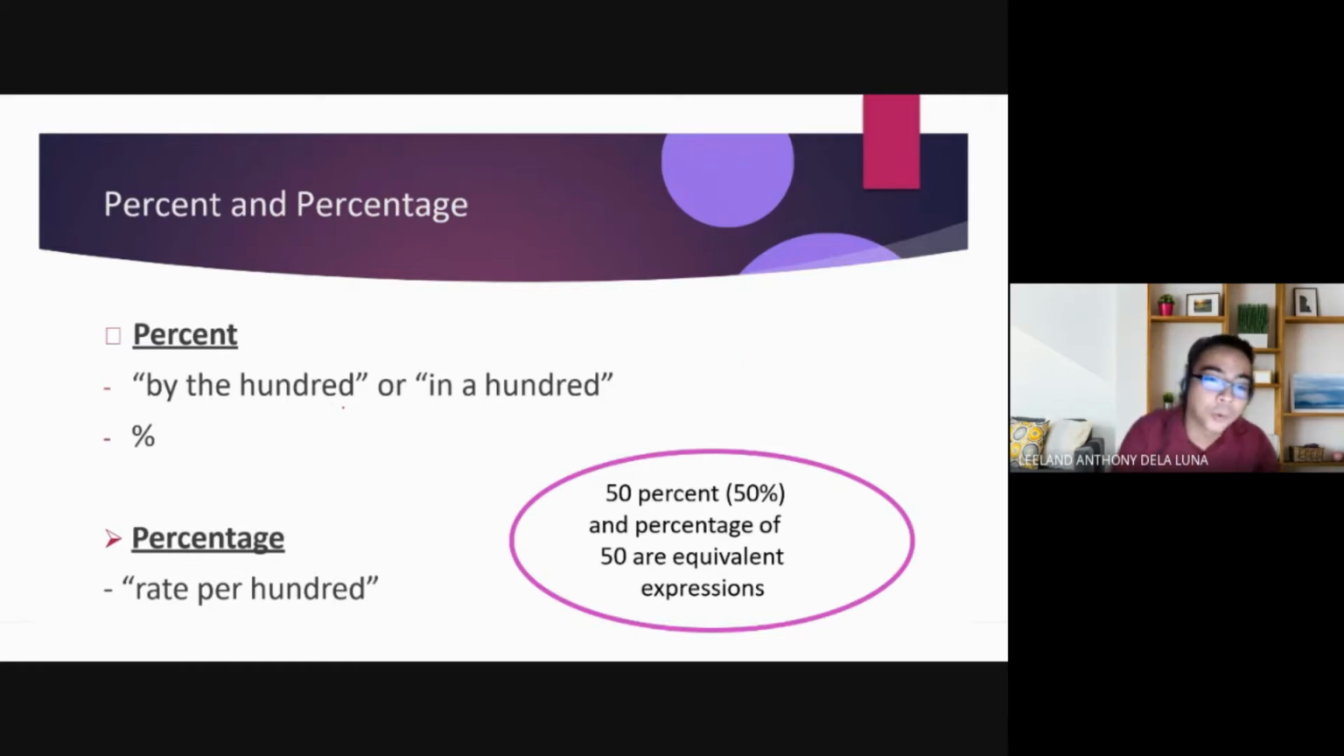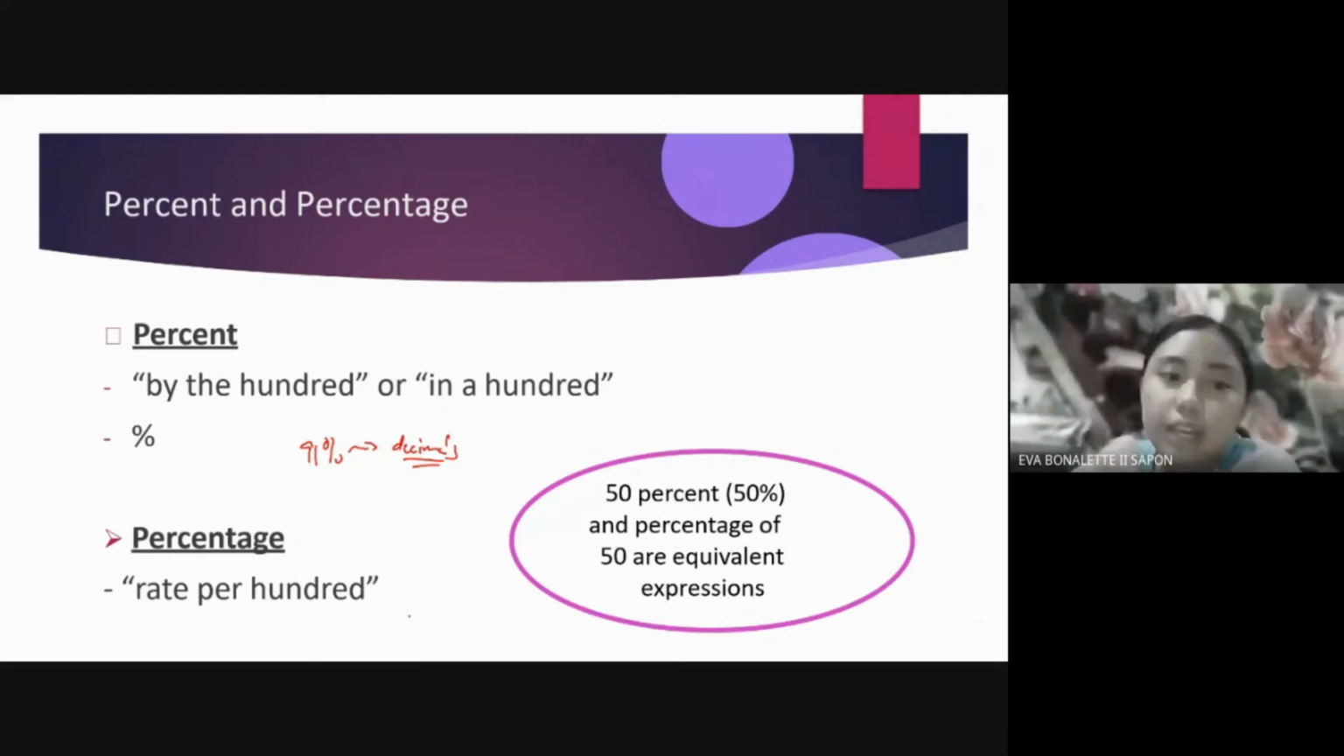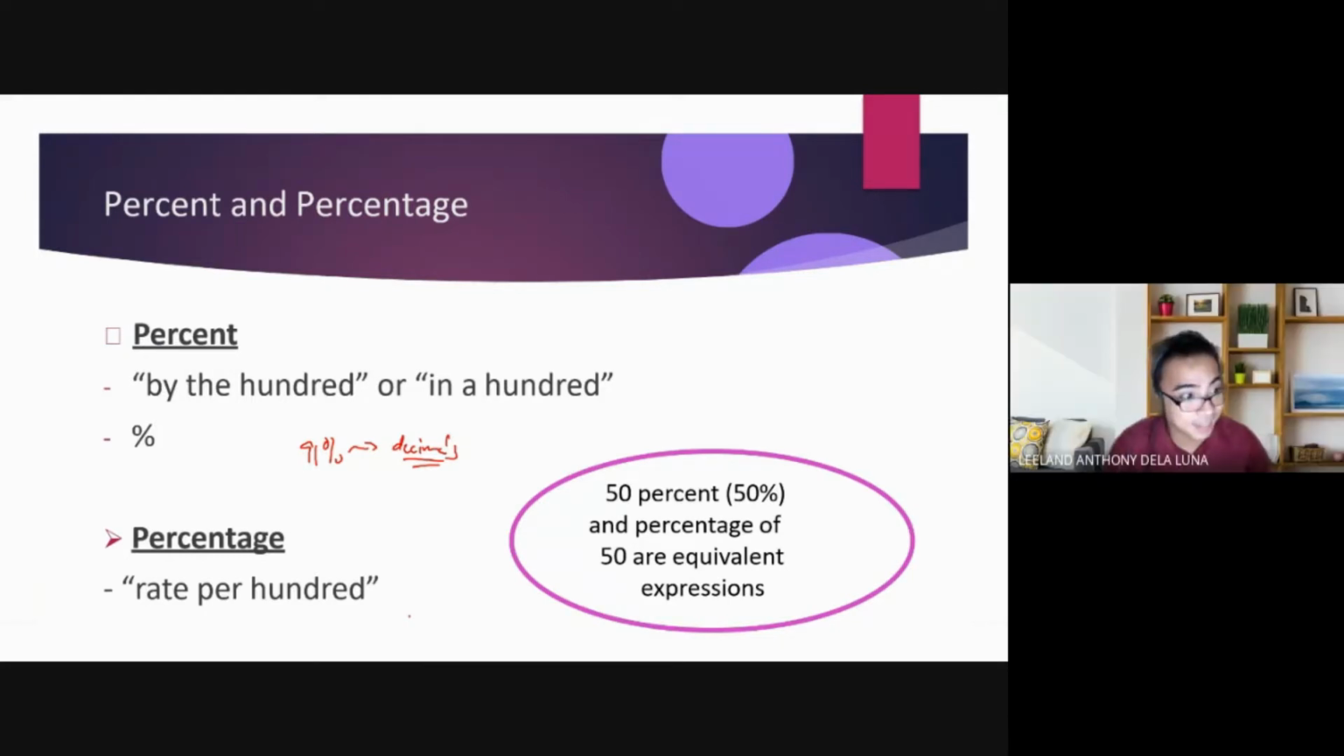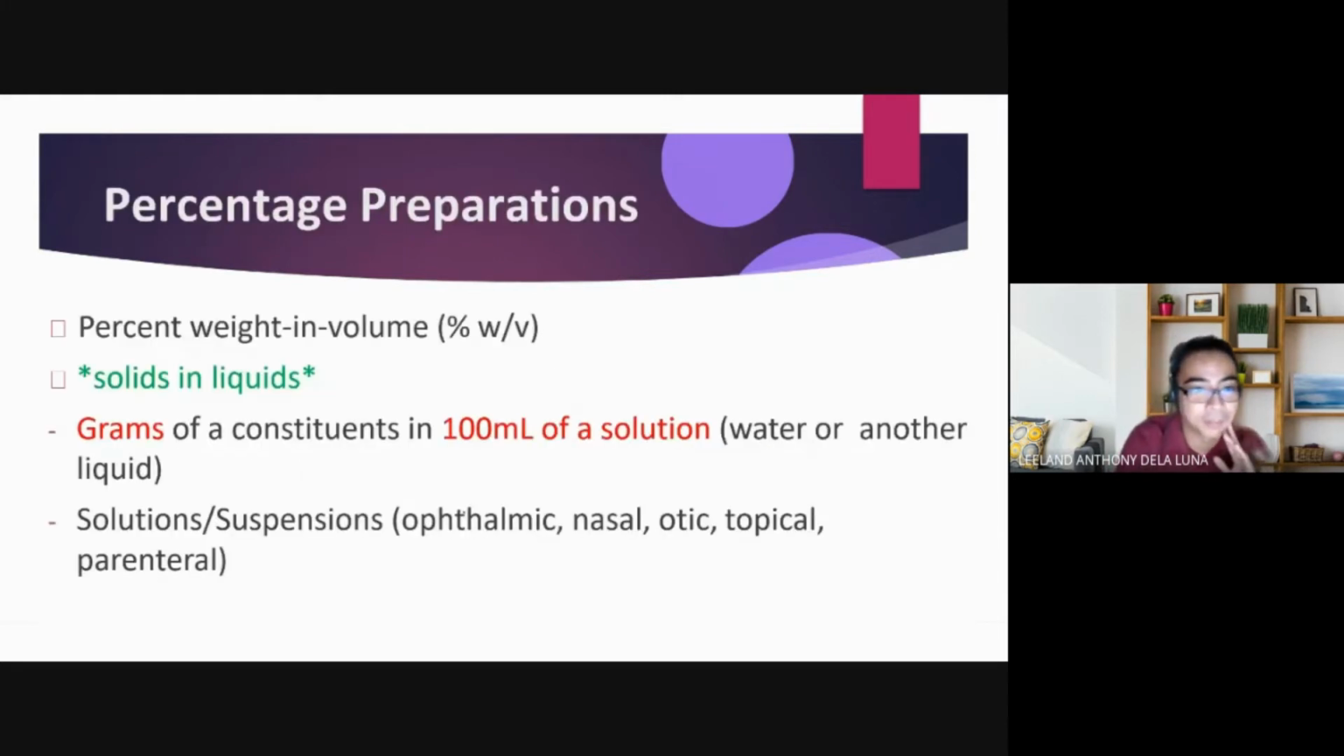Now, if I want to convert, for example, 91% into decimals, what will I do? Yes, Miss Eva? Divided by 100. Okay, class. It's as simple as dividing 91 by 100. So 91 divided by 100, we can convert it into decimal, which is 0.91. Alright? This is basic. I think you already know this.